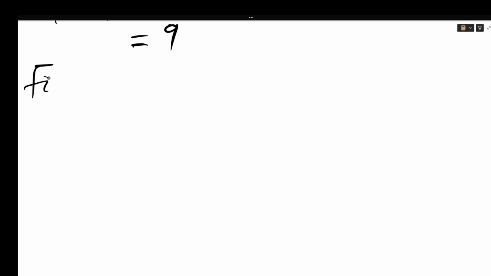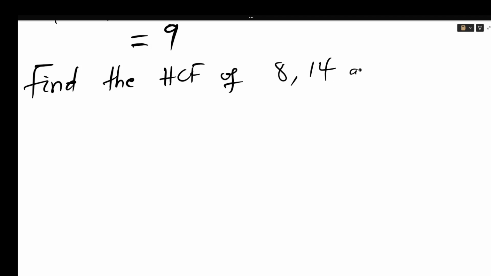Find the HCF of 8, 14, and 20. Find the HCF of 8, 14, and 20.